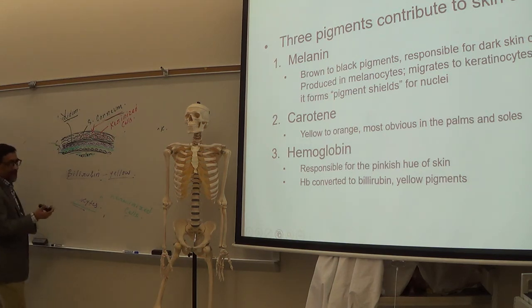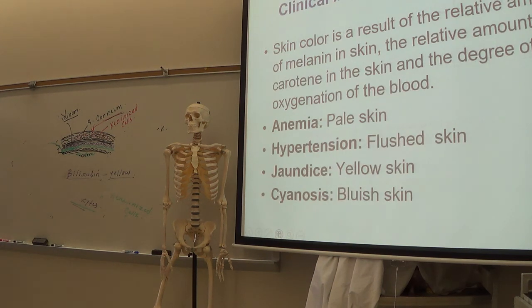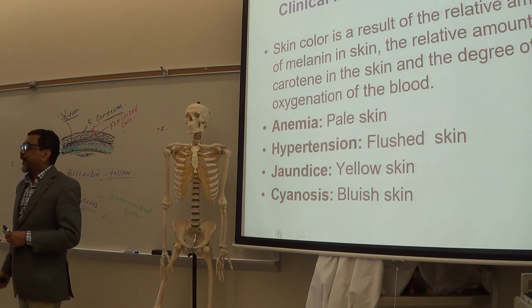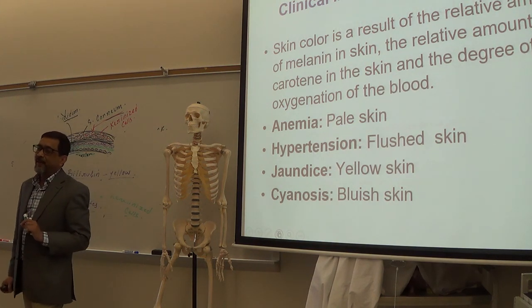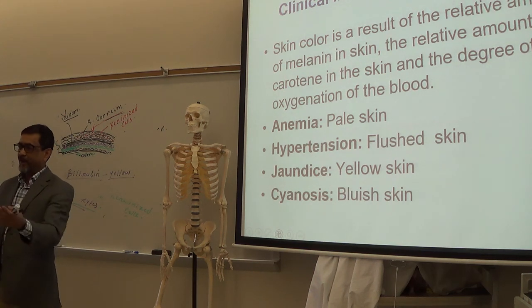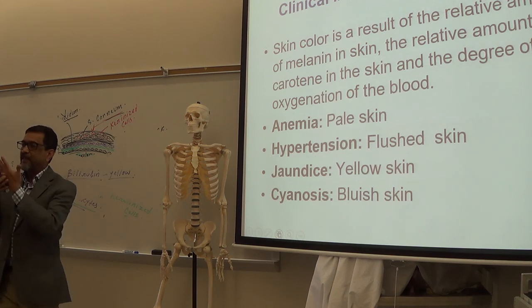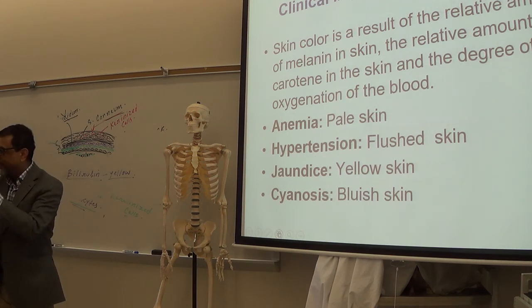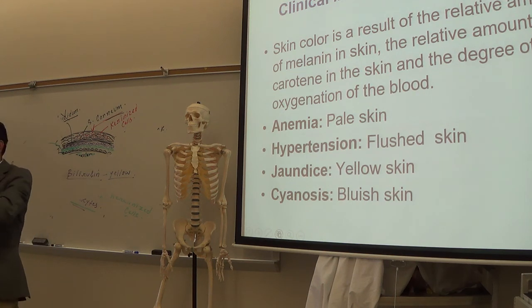Okay, so those are the pigments responsible for the color of the skin. By looking at the color of the skin, you can diagnose some clinical conditions. I already mentioned a couple of those, right? If you see the skin color is pale, that is what? Anemia. Remember that? Hemoglobin is low. Make sense? So low hemoglobin causes anemia, and you can detect it by looking at the change of the color of the skin. Is it clear? Okay.